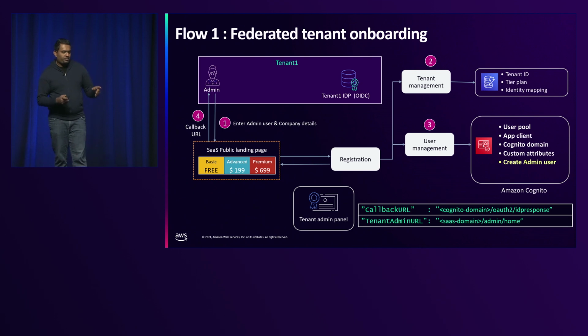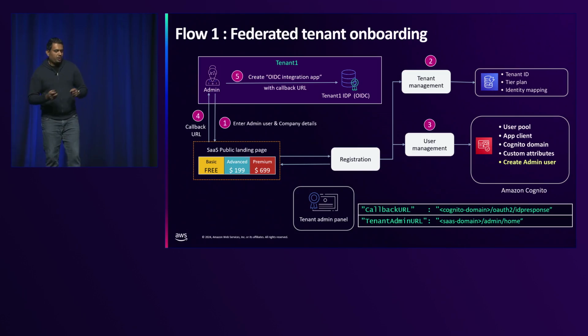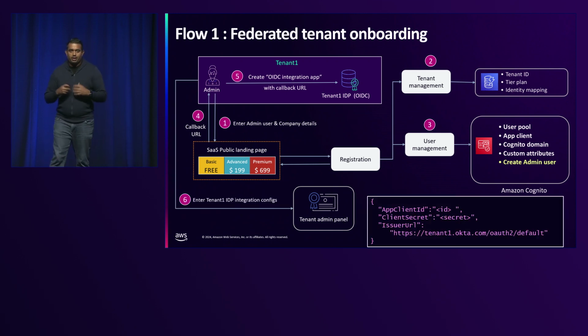So at this stage, tenant one now can go ahead and create the OpenID Connect integration app because they have the callback URL I passed, and then finish that side of the configuration, and then extract out the configs that the Cognito will need to finish the federation setup. Those are the app client ID, client secret, and the issuer URL.